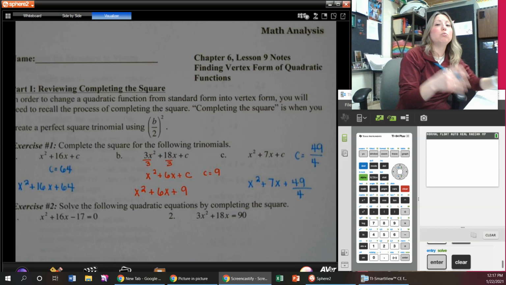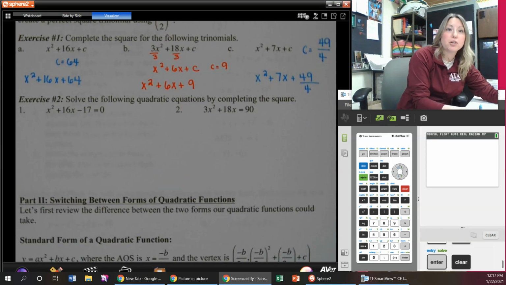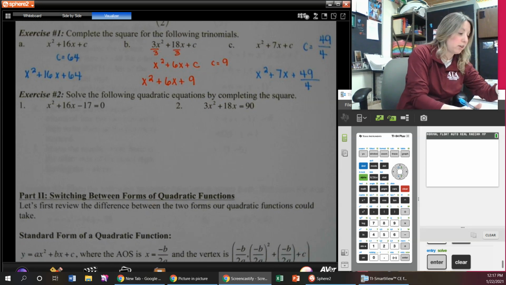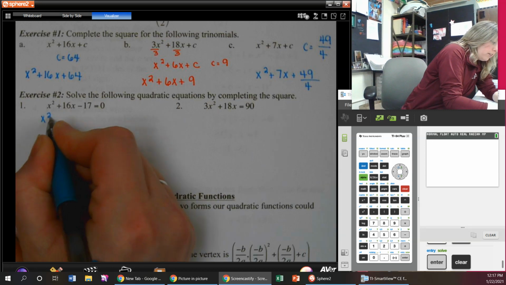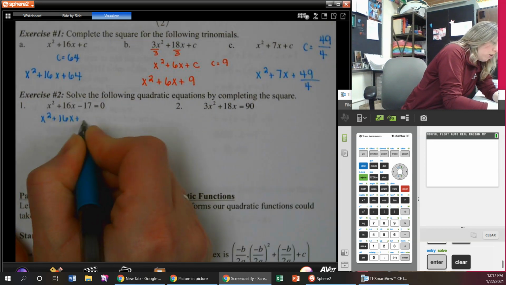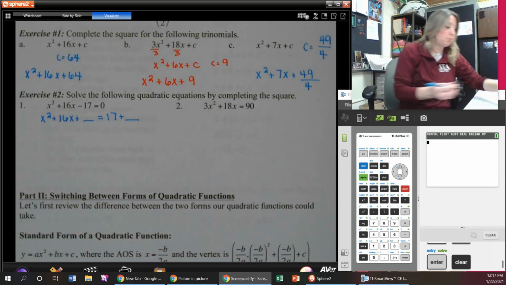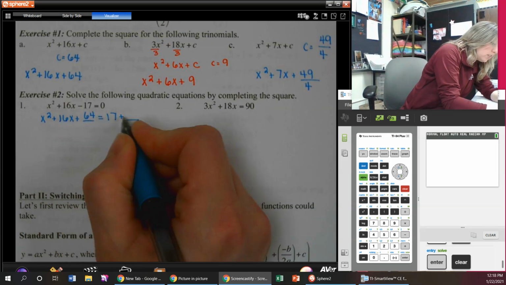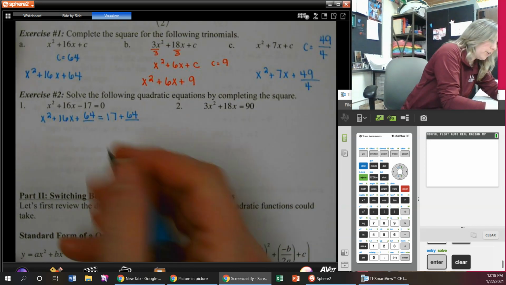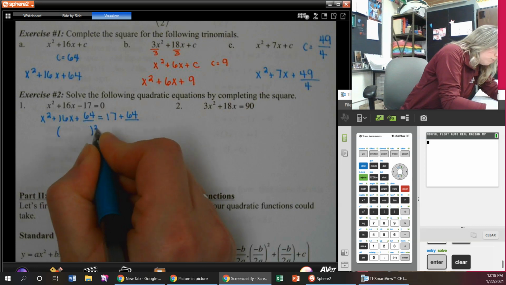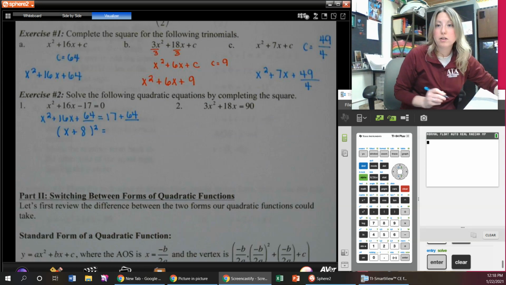Now we're going to solve by completing the square, and I'm going to make this quick because we've been doing it so many times. I'm going to subtract that 17 over and leave a plus blank, and then put a plus blank over where that 17 is. I just did this, fill in the blank with a 64. 16 divided by 2 is 8. 8 squared is 64. Now this is a perfect square trinomial. It factors to become x plus 8 in parentheses squared.